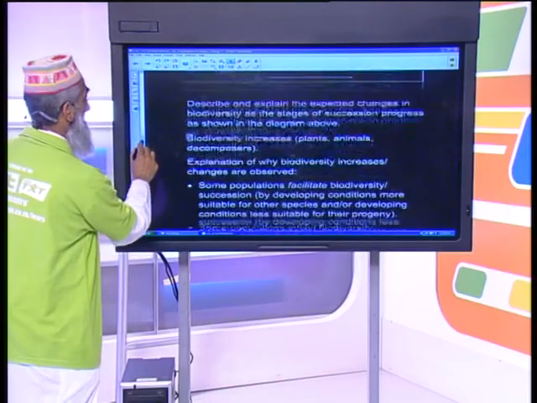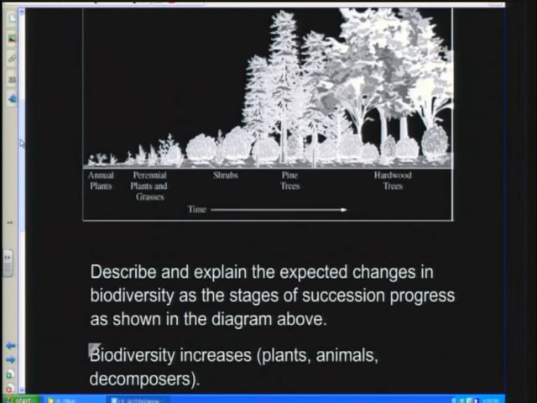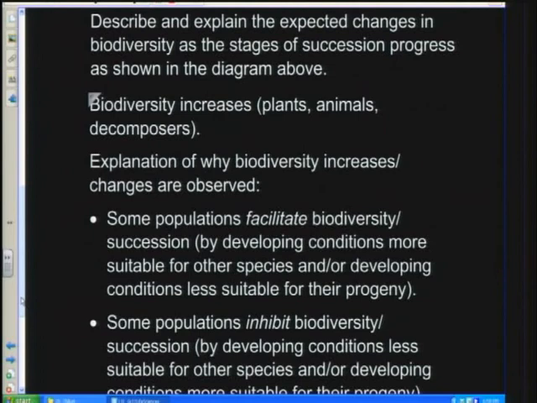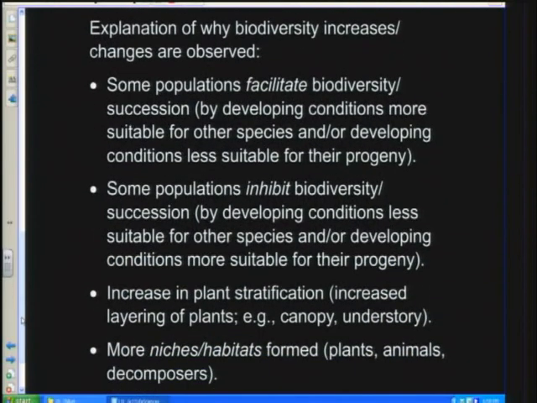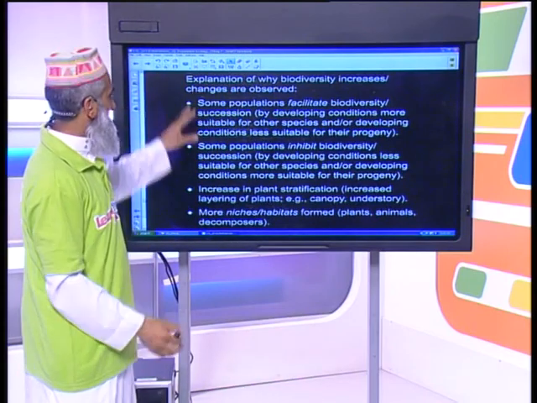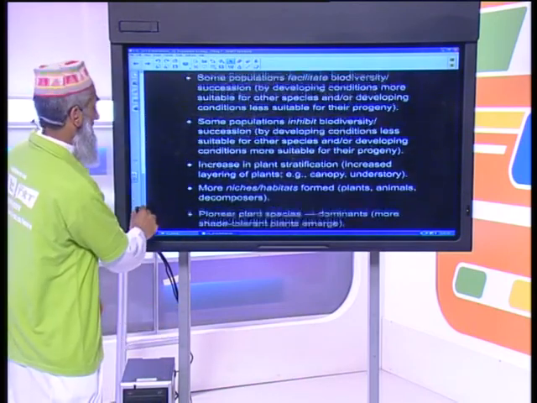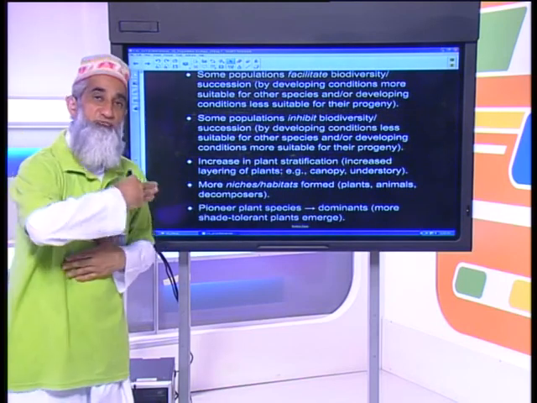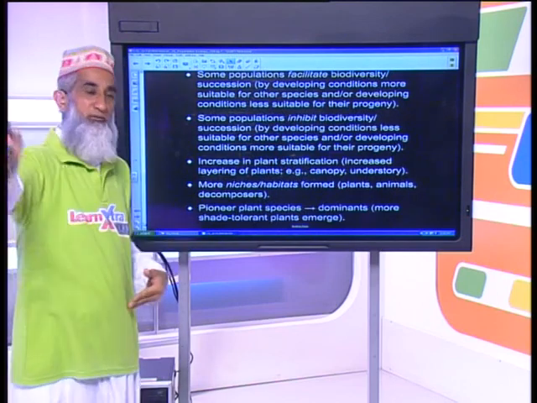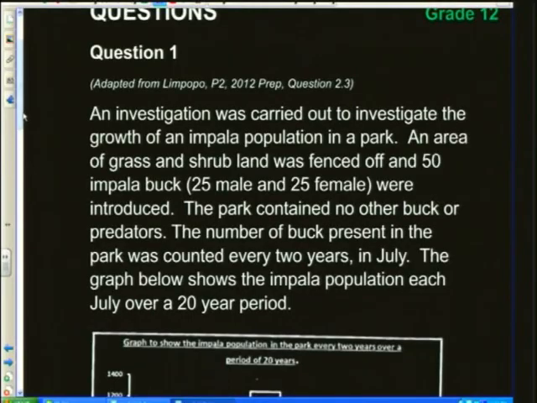If you look at the diagram, there were fewer organisms here, and as we go further, there are more organisms, so biodiversity increases. Then we must explain why it increases, or why there are changes. You are simply going through the stages from pioneer to climax as we go across. We can't read all the answers there, but the idea is to describe what is happening as one moves through succession. If we look at our questions, the first question here is adapted from Limpopo Paper 2 2012 prep, question 2.3.